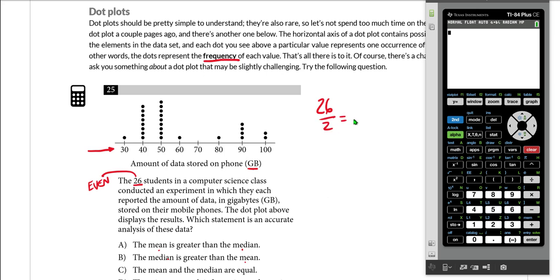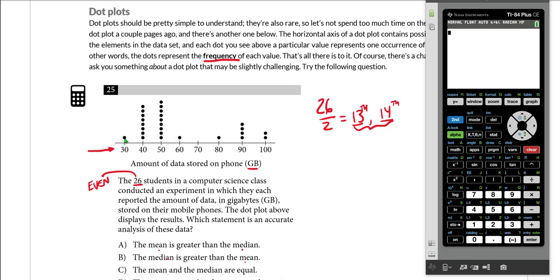What I'm going to do is 26 divided by 2, that equals 13. So what this means is we add 1 to the 13 to get 14. We know that our median is going to be the average of the 13th and the 14th data point, the 13th and the 14th member of this set.